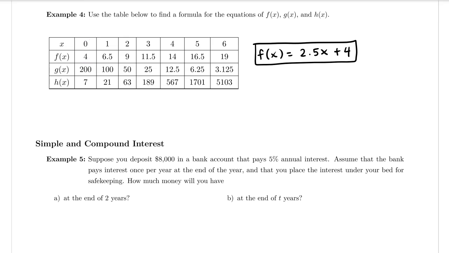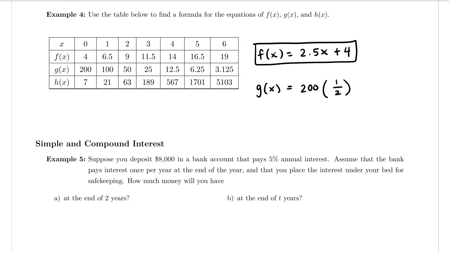Do you notice a pattern in g of x? Well, the pattern is the output values are getting cut in half each time. So we're starting with 200, then it goes to 100, 50, 25, 12.5. So that means that g of x is an exponential function because each time we're multiplying the output by the same value. In other words, our common ratio. So we're starting with 200 because g of 0 is 200. And then our common ratio in this case is 1/2.